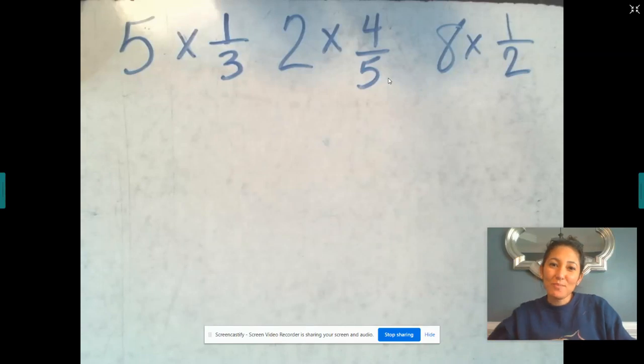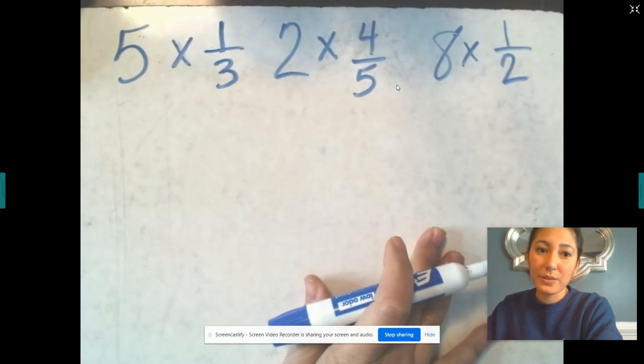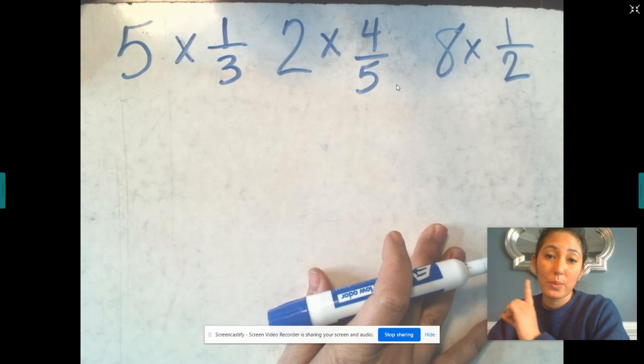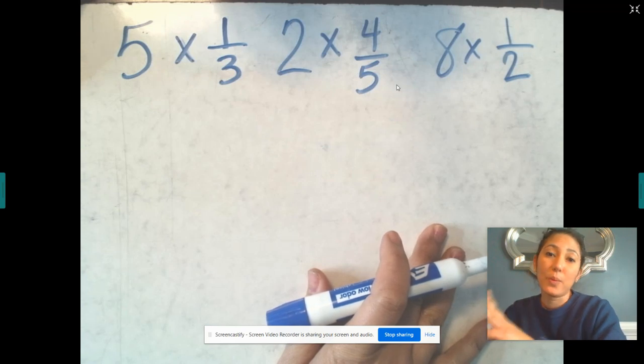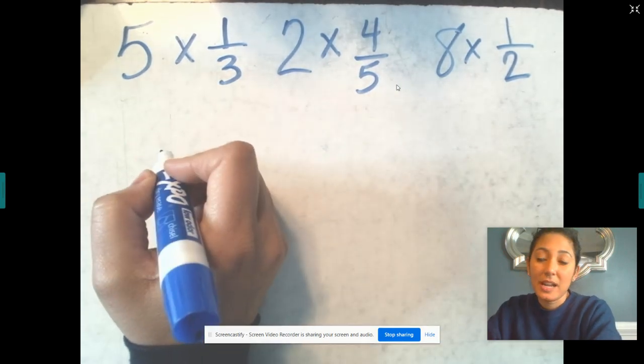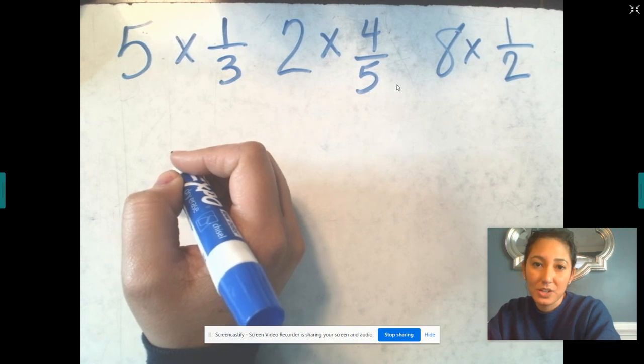It is time to multiply whole numbers and fractions. So we're going to start with 5 times 1/3, and we're going to show this 3 ways. We're going to model it, we're going to use repeated addition, and then we're going to just do it using multiplication. Okay, so 5 times 1/3, we're going to do repeated addition, and you all know that multiplication problems can be written as repeated addition.